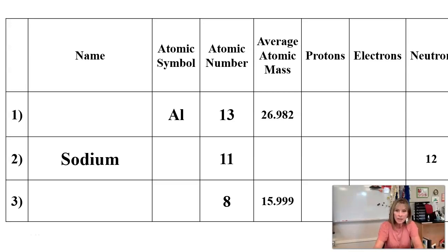From this information, you should be able to figure out protons and electrons. Remember that the atomic number is equal to the protons and electrons. So there should be 13 protons, 13 electrons. How about the neutrons? You have to round that average atomic mass and subtract the atomic number. So that would be 27 minus 13, 14 neutrons.